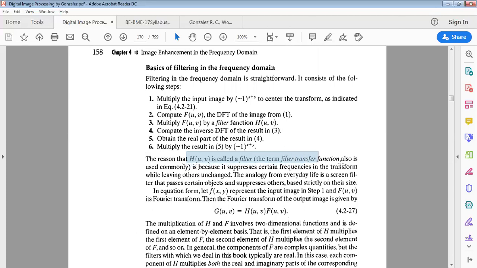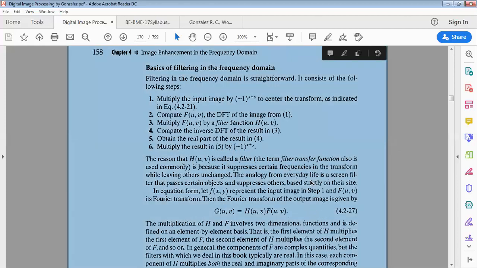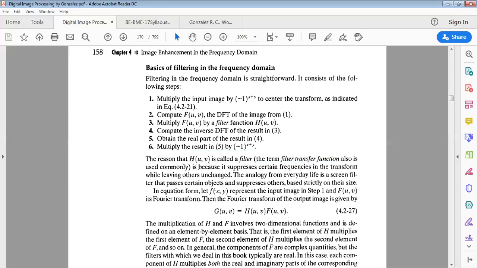a filter transfer function, because what it does is it suppresses certain frequencies in the transform while leaving others unchanged. It is like common everyday life. It is like a screen filter which passes certain objects and suppresses others, which is strictly based on their size.